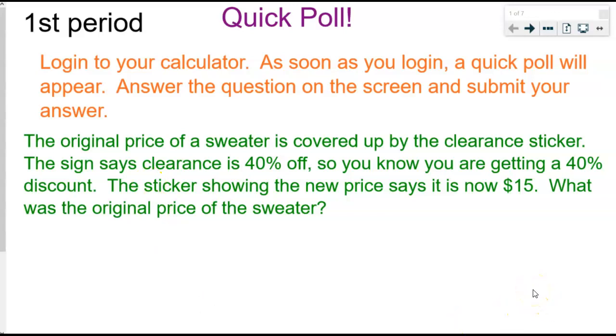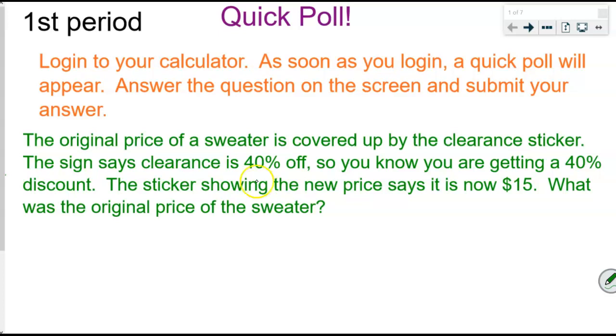The original price of a sweater is covered up by the clearance sticker. That means we don't know what it is. But the sign says clearance is 40% off, so you know that you are getting a 40% discount. The sticker is showing the new price, and the new price says it's now $15. So what was that original price of the sweater? Pause the recording, give yourself a chance to answer this question, and we'll go over it when we return.